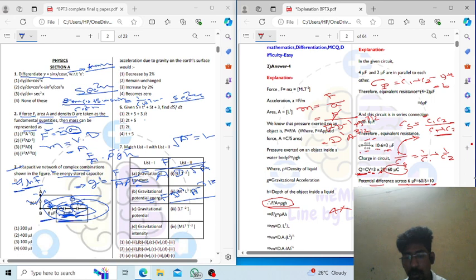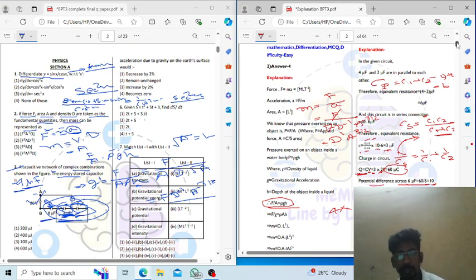Now to calculate this energy, the formula I already told you is half CV square. The value of C is already given. For the 4 microfarad, in place of C put 4 and in place of V put 10 square, so it will become 20 microjoule. All things are in micro unit, 10 to the power minus 6. Okay, understand this.